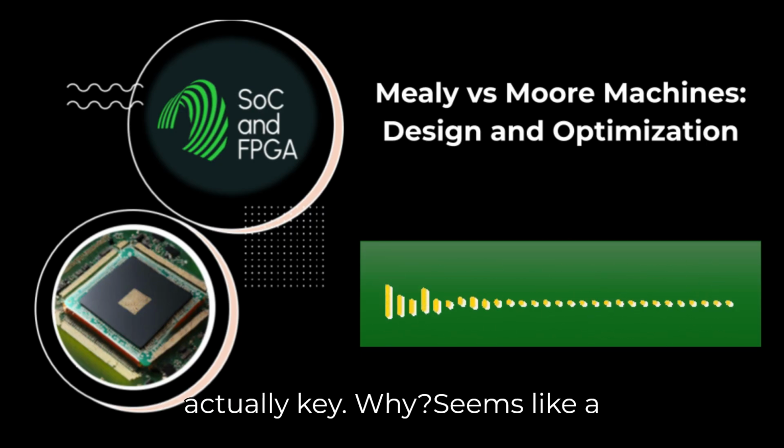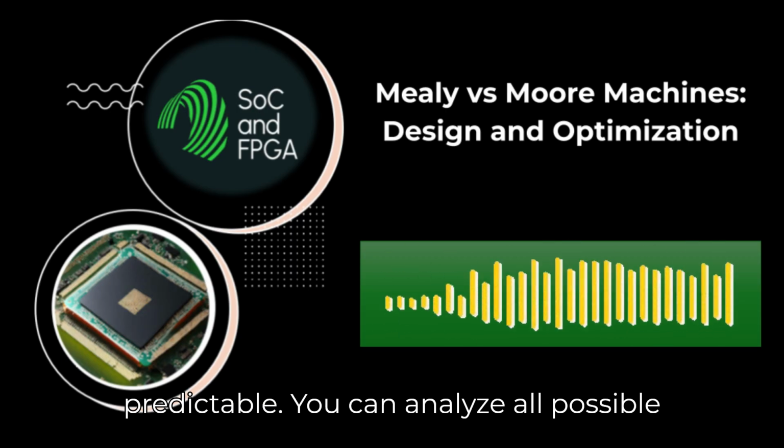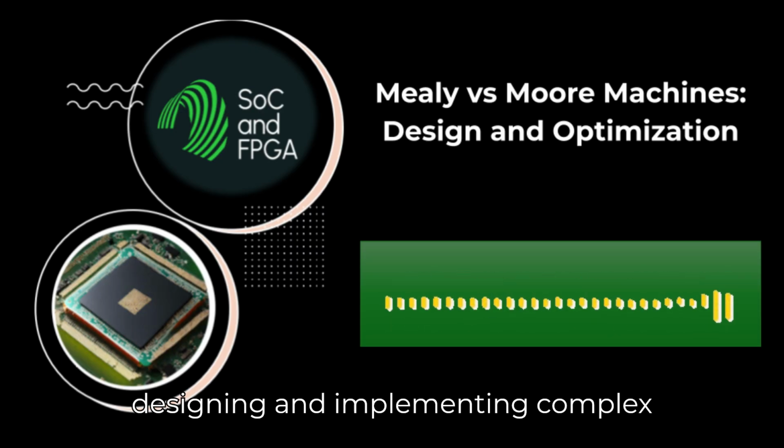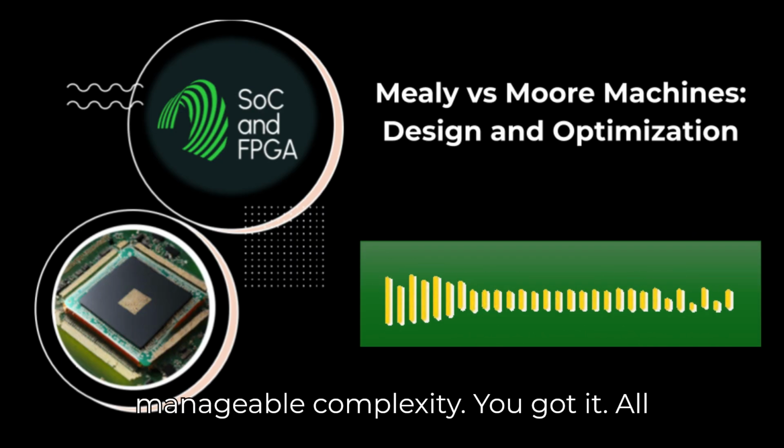This limitation is actually key. Why? Seems like a restriction. Because it makes the system predictable. You can analyze all possible states and transitions. It makes designing and implementing complex behavior much, much simpler. Okay, that makes sense. Finite states lead to manageable complexity.